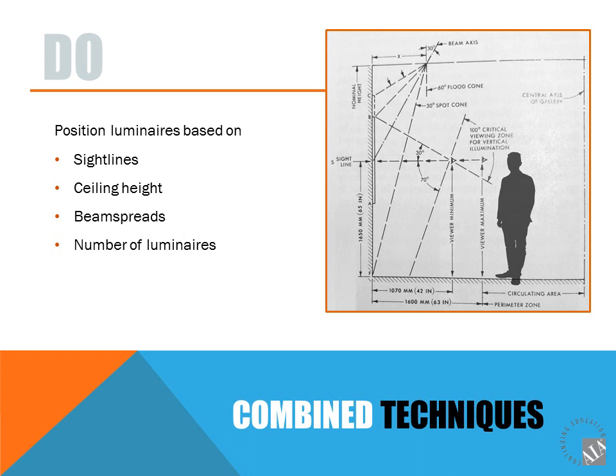The illustration here is taken right from the IES handbook. This is nothing new. Locating a track or even recess fixtures is a function of the wall height, and then of course the sight line, and then we go back and we locate the proper location for the lighting.